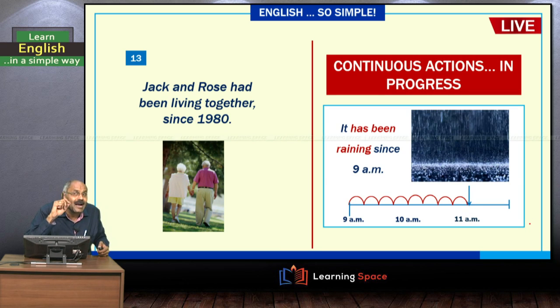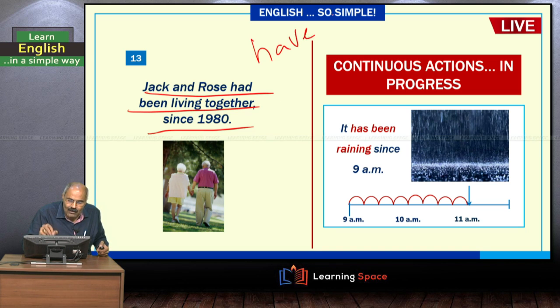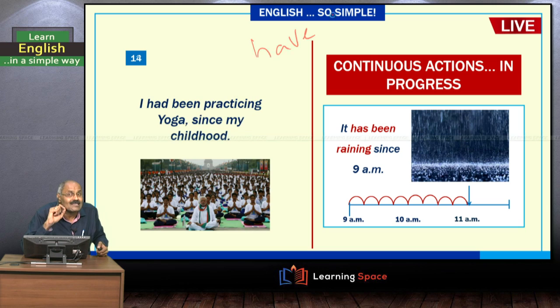Under these circumstances you have to use "we have been to Sydney", right. Then, Jock and Rose had been living together since 1980. You see, they have not separated, they have not divorced. Here it is a continuous activity. Jock and Rose have been living together since 1980, right. So, please understand this, it is continuous action. I had been practicing yoga since my childhood. I have not stopped it. So it should be "I have been practicing yoga since my childhood", right.